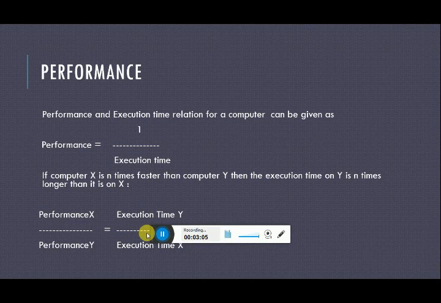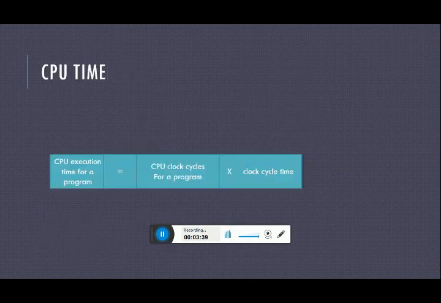If we have a computer X and a computer Y, the performance X divided by performance Y is equal to execution time Y divided by execution time X, and the result of both will be constant because the performance and execution time are inversely proportional to each other. CPU execution time for a program is equal to CPU clock cycles for a program multiplied by clock cycle time. This is a simple formula for measuring the CPU execution time.